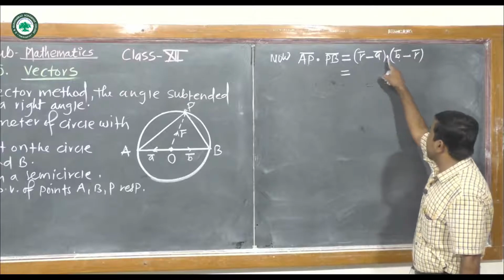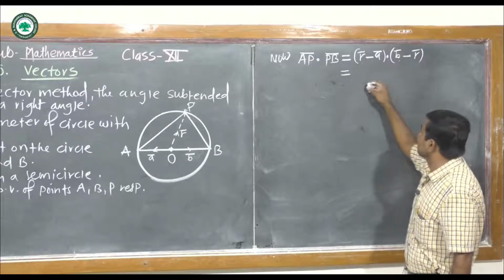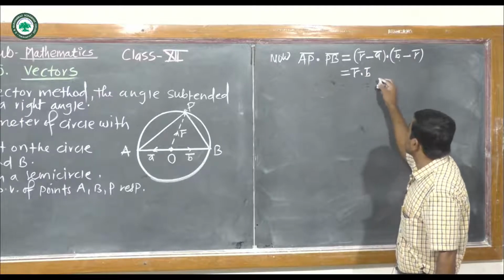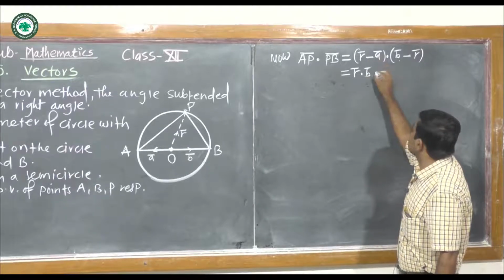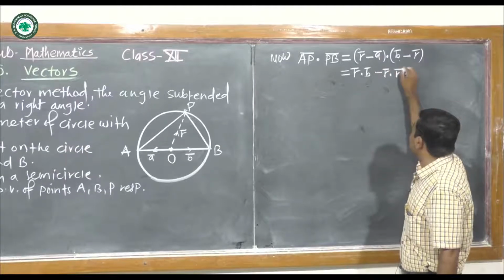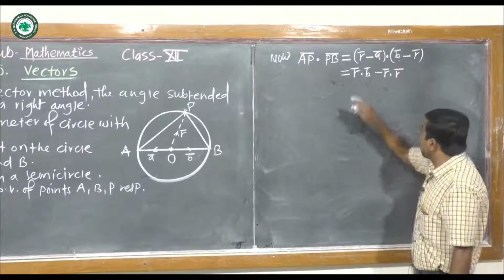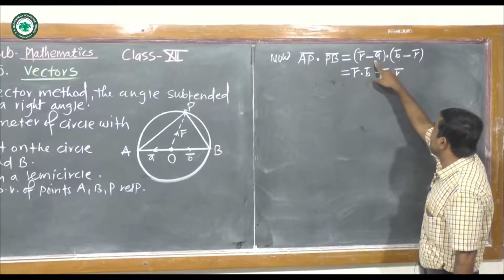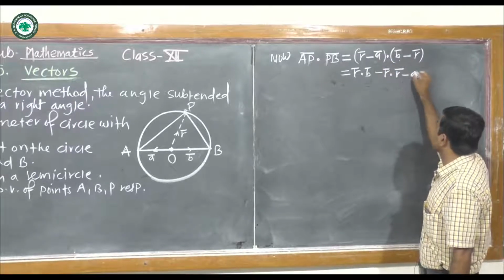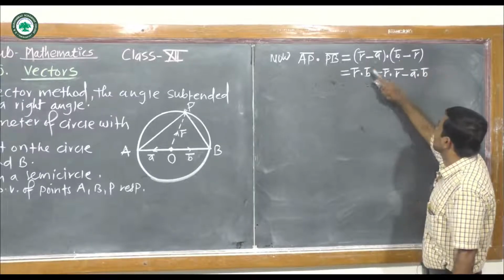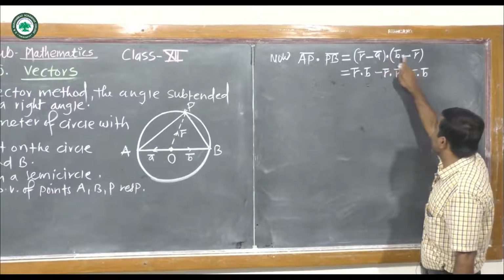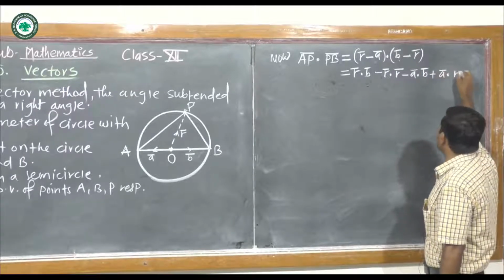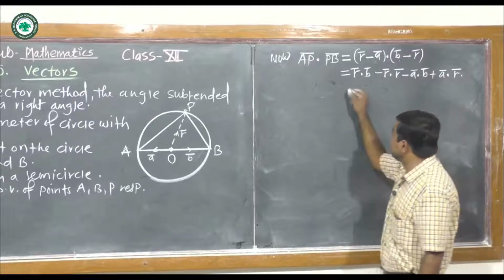Now distribute this dot product over subtraction. So it is R bar dot B bar minus R bar dot R bar. Now distribute this dot product by this minus of A bar. So minus of A bar dot B bar, minus of A bar dot minus of R bar, which becomes plus A bar dot R bar.